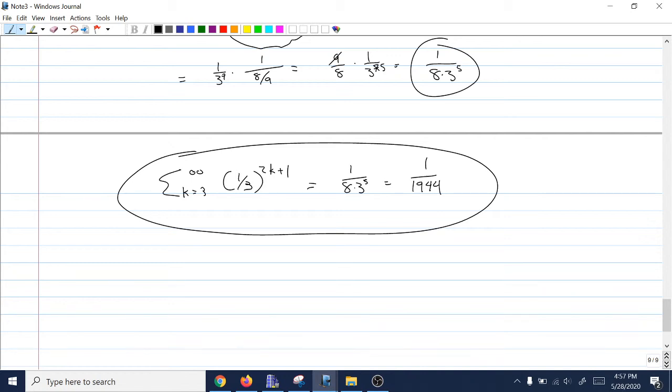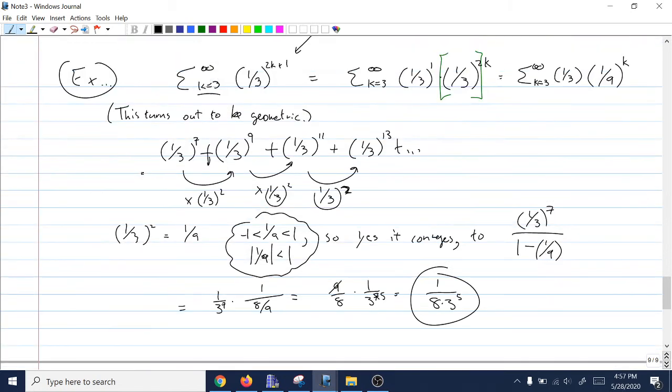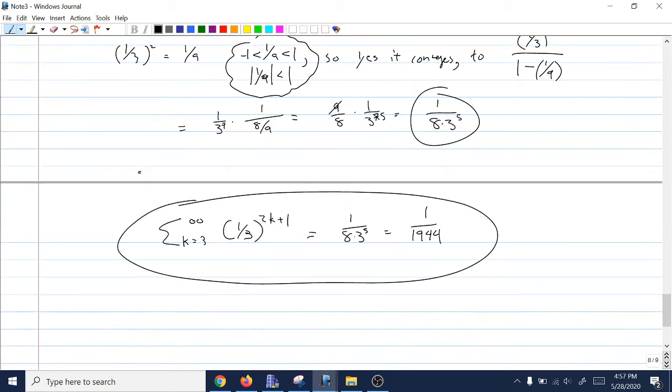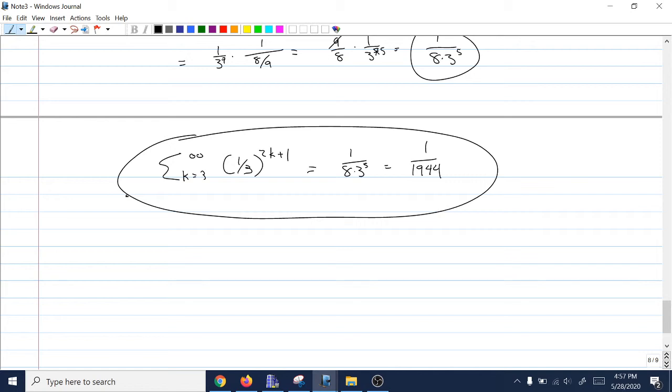We evaluated that geometric series. If the ratio had been 9/8, that's a number bigger than 1, and we would say the series doesn't converge. We could still use this formula, but the formula's not telling me anything because the series just doesn't converge to that.